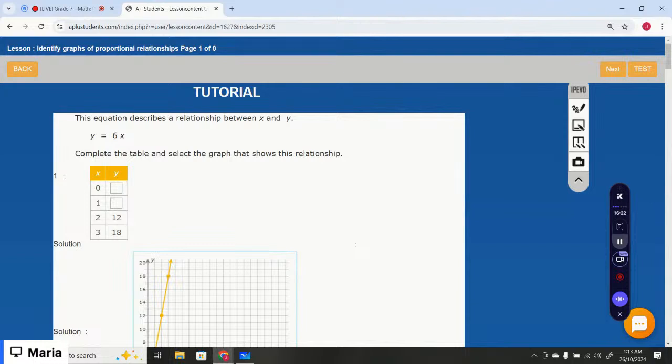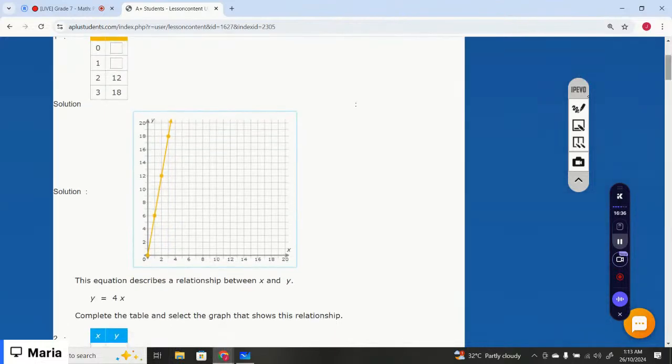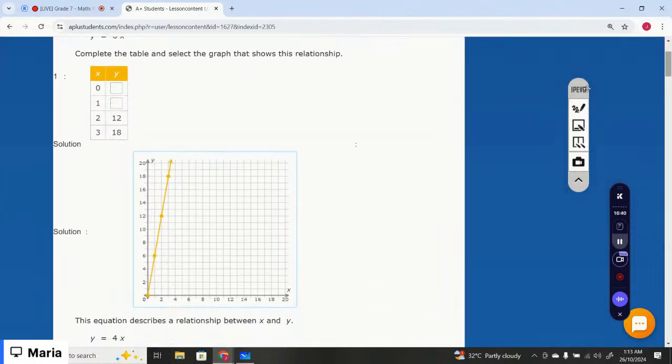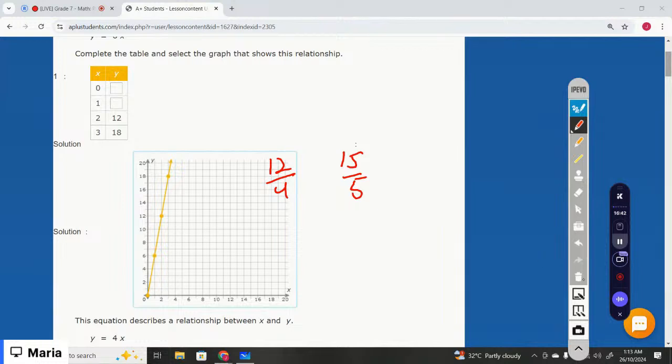This equation describes a relationship between x and y. Y equals 6x. Complete the table and select the graph that shows this relationship. So you have to complete the table first, right? The equation is y equals 6x. So let's just complete the table first.